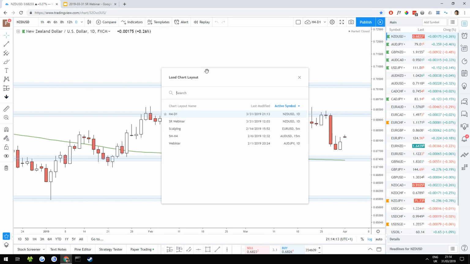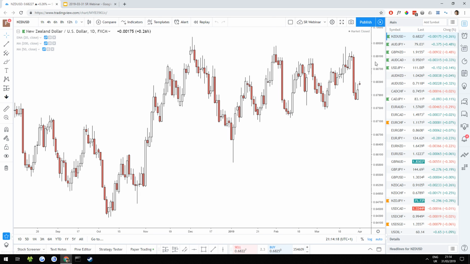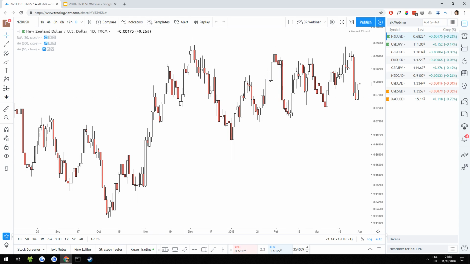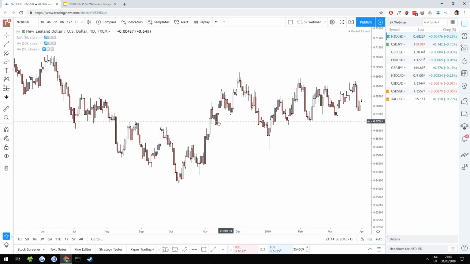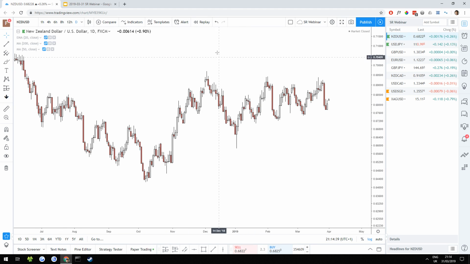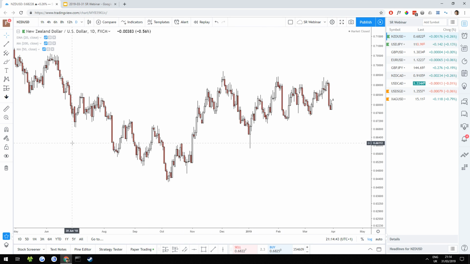So we're going to switch to a chart layout where I've already removed all the support resistance areas. That way we can kind of start fresh and place them anew. We're going to start things off with New Zealand USD. So the first thing you do, like I said, is you zoom out and you place the topmost and the bottommost. You zoom out till you have around about 3 to 4 months worth of candles on your screen.